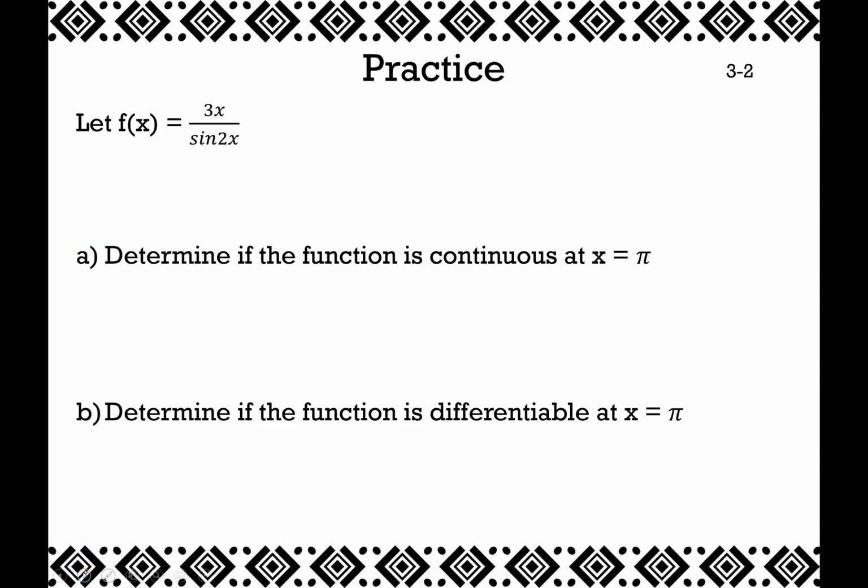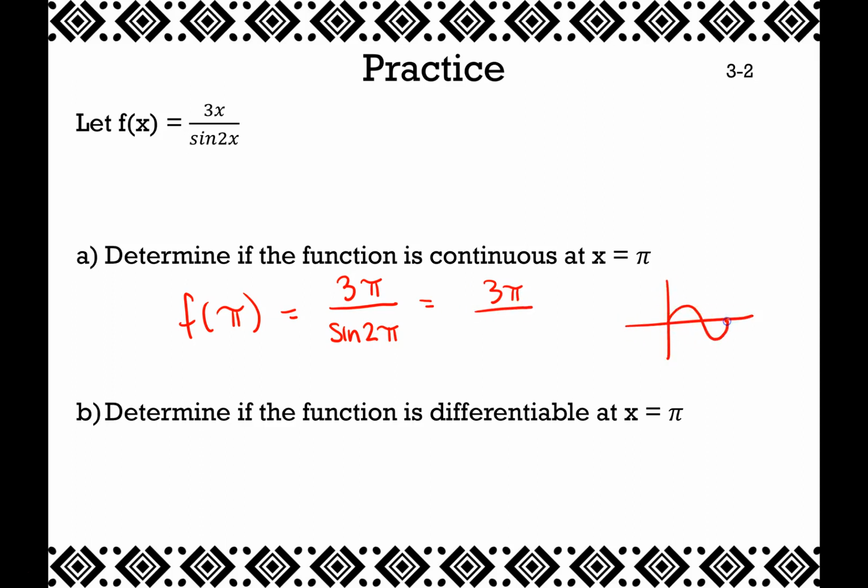How about this one? Let's determine if the function is continuous at x equals pi. Well, f of pi, kind of weird to write, is 3 times pi over sine of 2 pi. Okay, well 3 pi is 3 pi, but what's sine of 2 pi? Well, here's your graph. Sine of 2 pi is 0. Uh-oh, we can't have a 0 in the denominator, so this is not continuous at x equals pi.